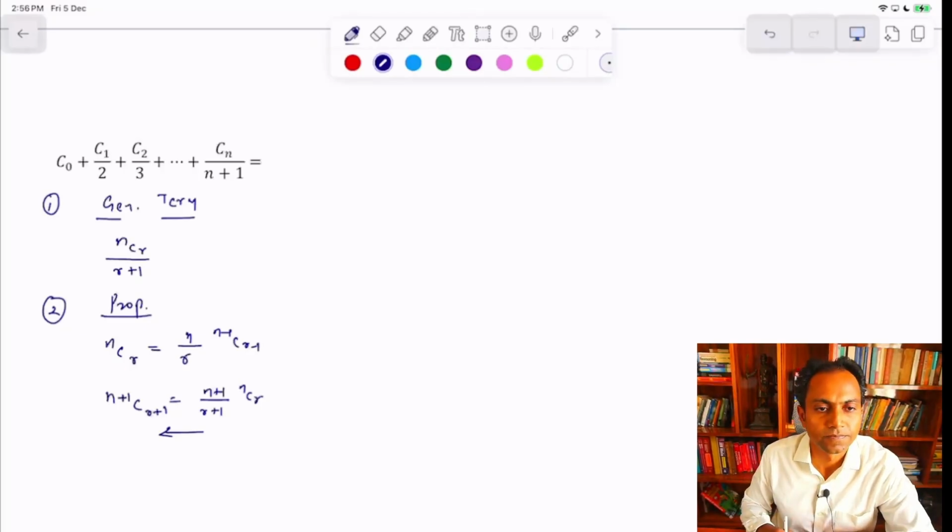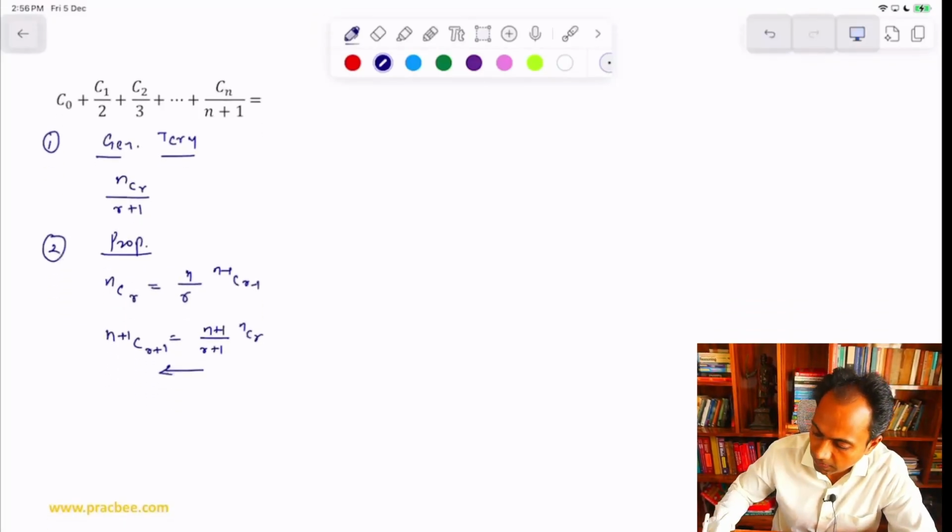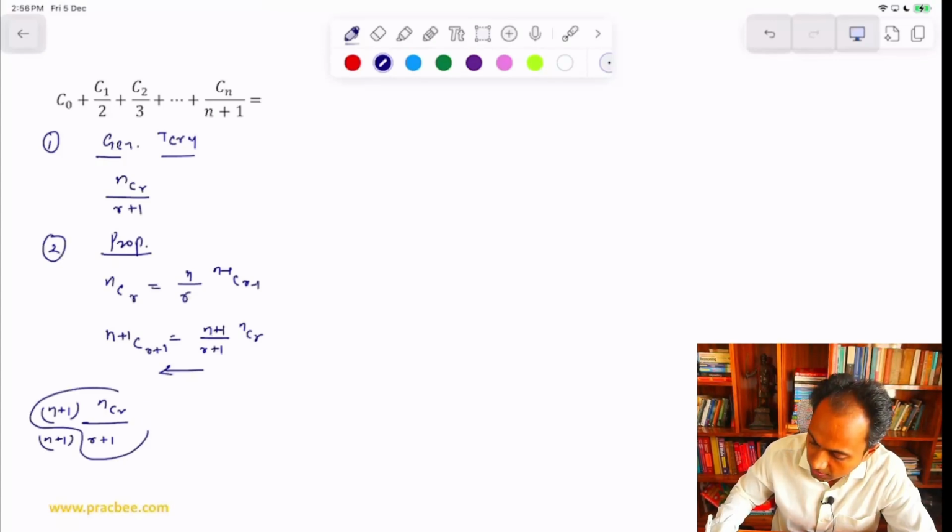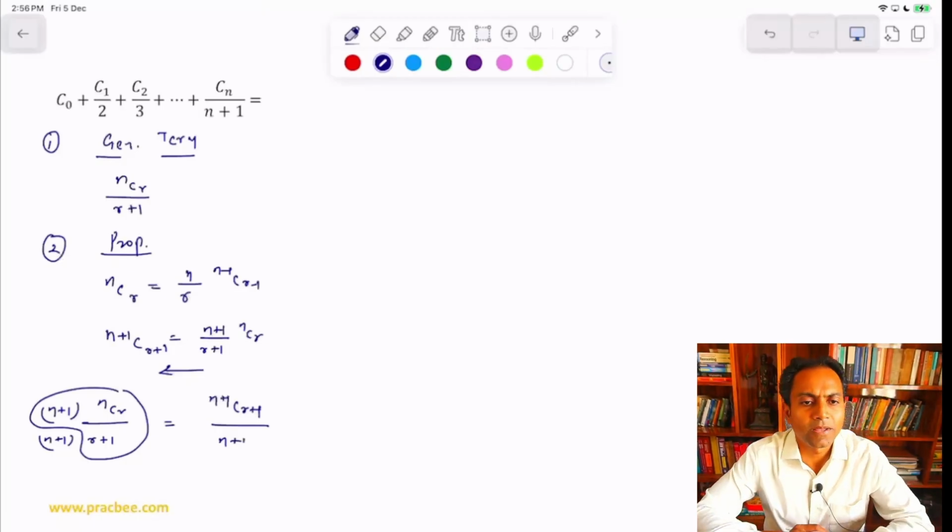Like that would mean if in my question I have been given nCr by r plus 1, you can see that there is an n plus 1 missing. So I will multiply and divide by n plus 1. Now this is where my property will get applied. This will become n plus 1 Cr plus 1 by n plus 1. So this application of property is the most crucial step in this kind of question.